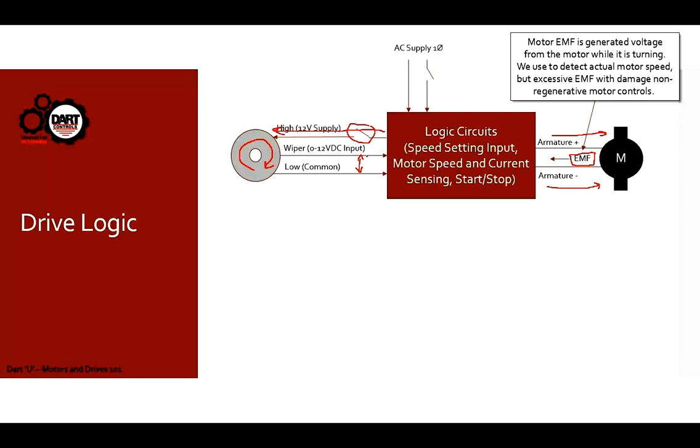If my speed setting or my speed command remains constant, I want the EMF to be constant as well. That tells me my motor is running at a constant speed. If the motor speeds up for some reason, the EMF will increase, and the IR comp circuit will tell the logic, hey, I need to send less voltage to the motor to maintain constant speed. And conversely, if the EMF goes down, the logic knows through the IR comp circuit to increase the voltage and speed that motor up.